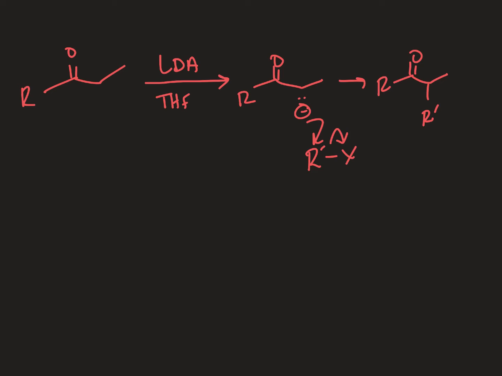If you have a choice of alpha hydrogens, you're going to alkylate at the less hindered position. And the reason for that is this step right here. That enolate has to act as a nucleophile, and the less hindered it is, the better nucleophile it's going to be. So that will be the preference.